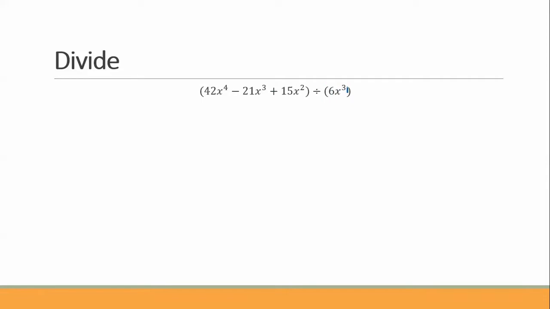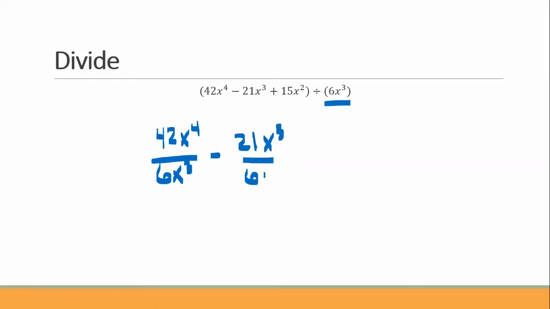This is one-term division. Notice there's one term here. When it's one-term division, we can divide each individual term in the quotient by the divisor. So if it's one term, there's no plus or minus or anything after this, we can do 42x to the 4th divided by 6x cubed minus 21x to the 3rd over 6x cubed plus 15x squared over 6x cubed.